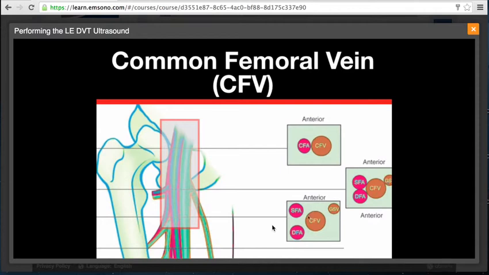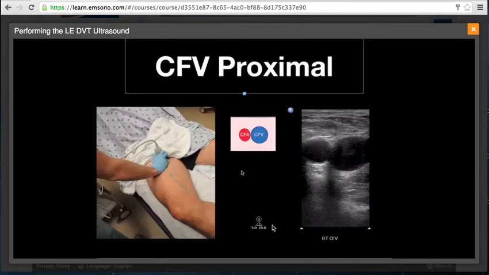As you move more distally, you're still going to see the common femoral vein, and you'll notice that there's separation of the femoral artery and the deep femoral artery as the deep femoral artery dives deep. So here we have the right common femoral vein proximal. Again, indicators towards the patient's right, so you're going to have, nerve, artery, and vein.